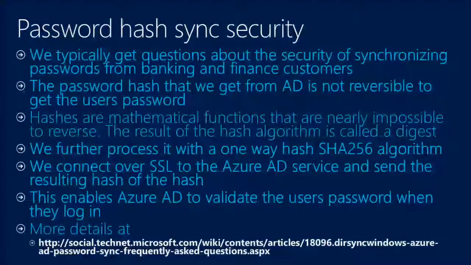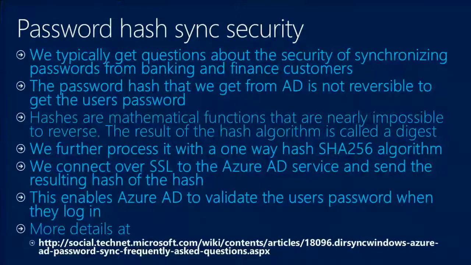When we synchronize this password hash up into Azure AD, we don't get the password. We're not synchronizing the user's password. We get the hash that comes out of AD that AD uses to validate the password, and then we actually run a second hash on that password. And these hashes are called one-way hashes. They're a mathematical operation which is not reversible, so we can't get the plain text password back from those hashes.